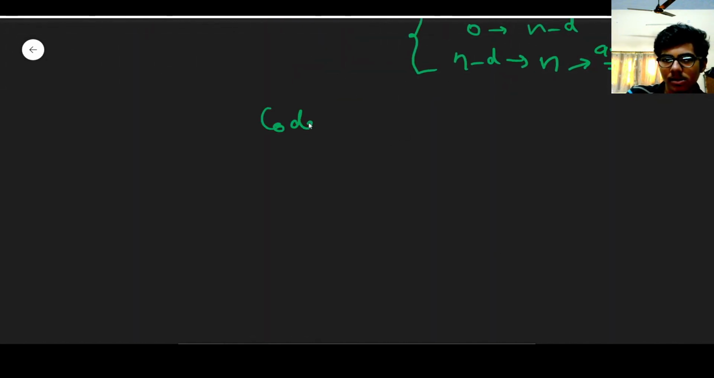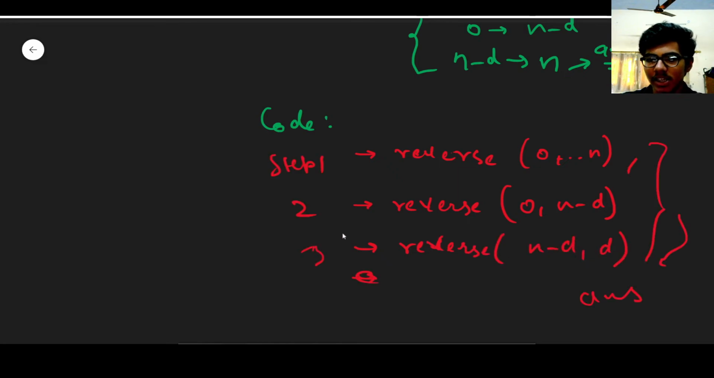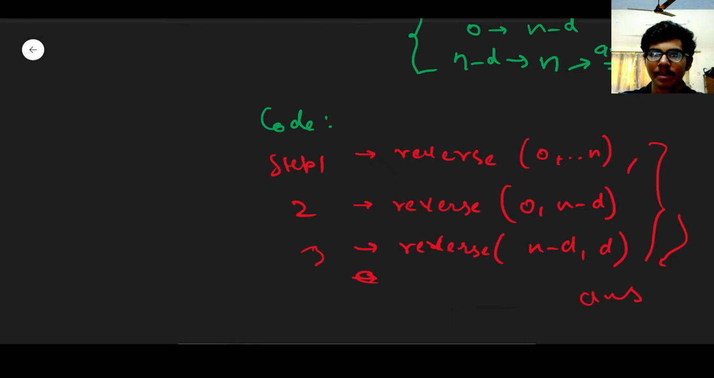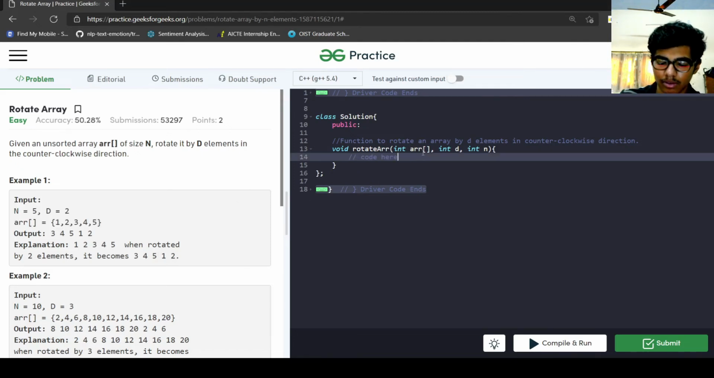So what I am doing: reverse from 0 to n, right? Then after that, reverse from 0 to n minus d, and after that reverse from n minus d to n. So we have to follow these three steps. Now I am going to write the code for this. So let me change my screen first. This is my screen. I think this screen is visible to you. Okay, so now I will write the code for this.